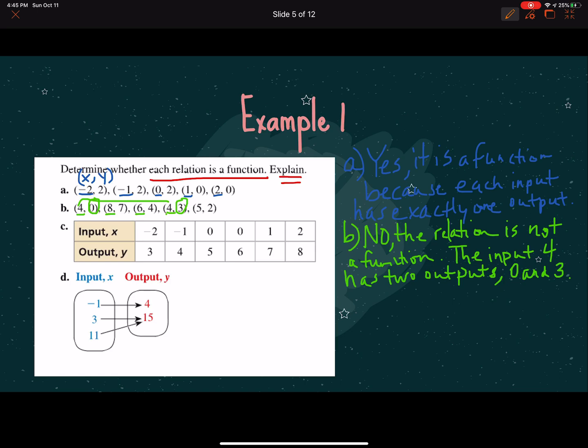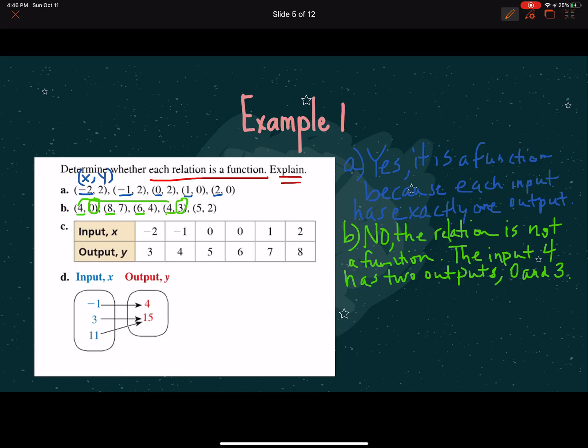Okay, let's look at C. Now C is organized in a horizontal table, which is perfectly fine as well. You're going to see horizontal and vertical tables organizing your input and output, x and y values. So we're still looking for the same thing. We're looking at each input to make sure it has one output.